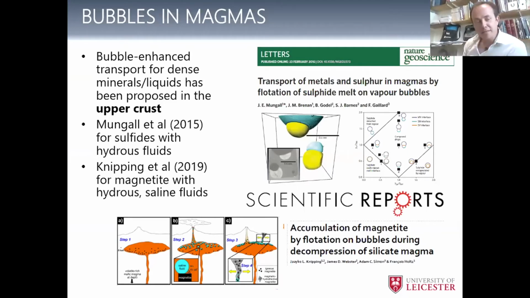The idea that bubbles can help physically transport sulfides and dense minerals in magmas has been developing over the past few years. Particularly Jim Mungall and his group have been proposing this. Also Adam Simon's group have proposed that certainly in the upper crust, their experiments show that bubbles of hydrous or saline fluids and vapors can stick to sulfide liquid droplets or magnetite, and effectively, if the right ratio is there, float them up.